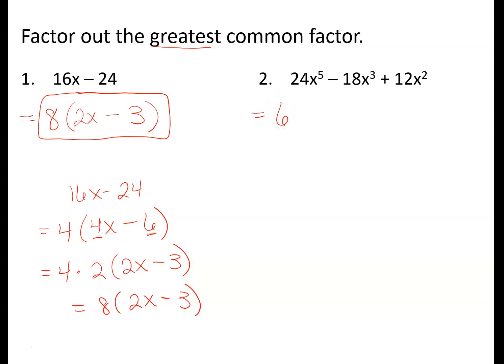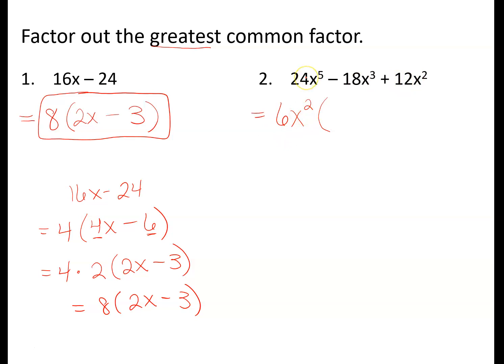And then you're going to look at your variables. Every term has an x, so x is in common, so x goes in the GCF to its smallest exponent, which is a 2. So that's the GCF, 6x squared. But we are factoring it from the polynomial, so once we write that down, we open parentheses. And then we divide each term by 6x squared.